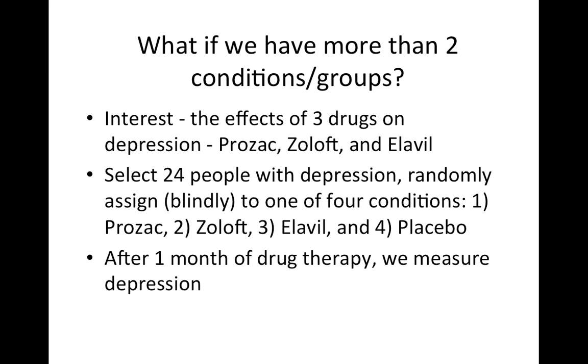So let's say we have a study in which we're interested in comparing the effects of three drugs on depression. We have Prozac, Zoloft, and Elavil, and these are all real drugs. And we want to compare them against a placebo condition, a condition in which people get a pill, but it just contains sugar, a control condition. So we select 24 people and we randomly assign them blindly to one of four conditions. Either they receive Prozac, Zoloft, Elavil, or placebo.